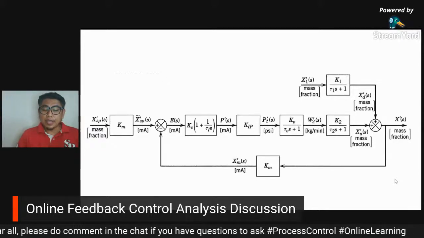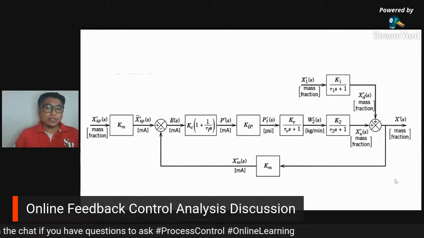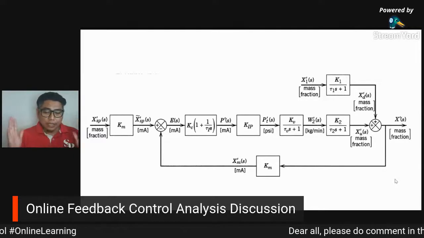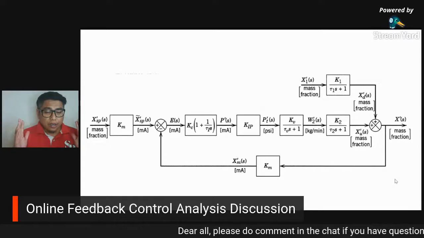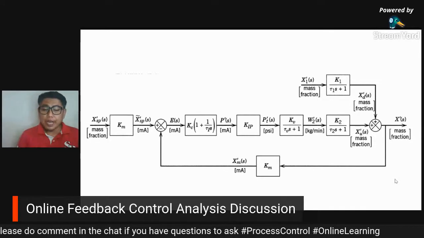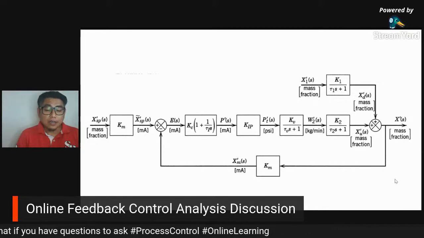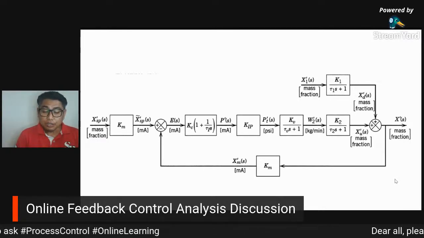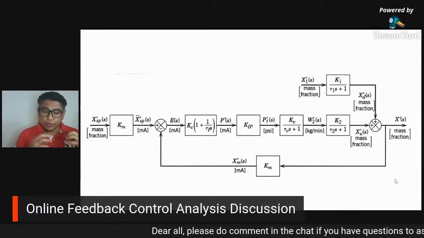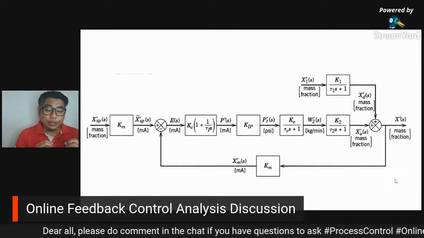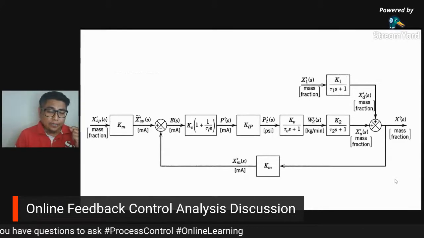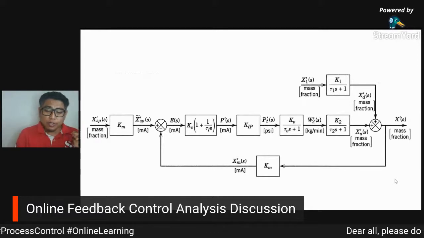Right, stability. Next, we will have tuning. Okay, stability, as I mentioned before in our online class, is just finding a range of your controller, either the P controller, the PI controller, or PID controller. You just identify the range of your tuning parameters. Whereas for your tuning, you need to identify or calculate one single value for all your tuning parameters.